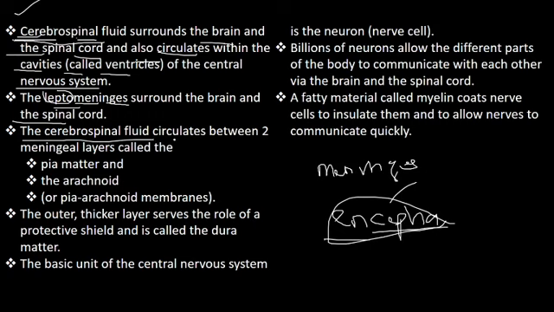The cerebrospinal fluid circulates between two meninge layers. The first one is pia mater, the next one is arachnoid mater, and the last one is dura mater. These are the three meninges that surround the brain. Meningitis is a very delicate disease affecting the brain that causes those meninges to swell up, and it can lead to death if it is not attended to immediately.